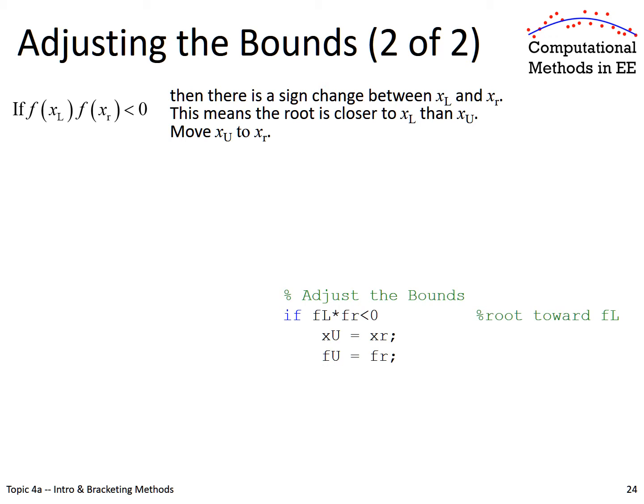And in the lower right of the screen, you can see the MATLAB code that does that. We're calculating this product, checking if it's less than 0. If it is, then that means there's a sign change and we have to move the upper limit. And we move the upper limit simply by copying XR over to XU and FR over to FU. Another thing that we need to realize about doing this is that it does not require another evaluation of the function. We're simply copying information over.